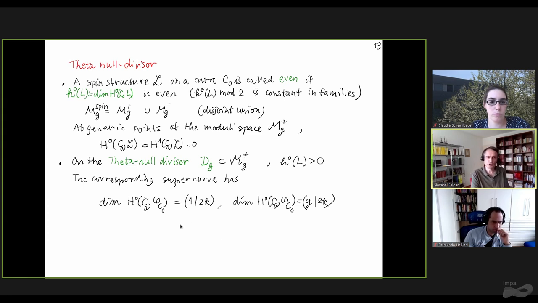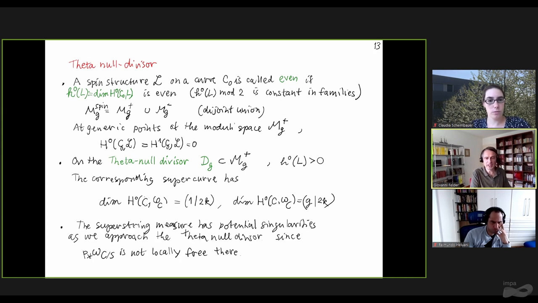And in that case, you have global functions. Not only are constants globally defined functions on your curve, but also some odd functions. And also H0 will jump by an even number. And so this superstring measure has potential singularities as we approach these theta null divisors because this direct image is not locally free. You have a non-trivial R1, so the dimension jumps.